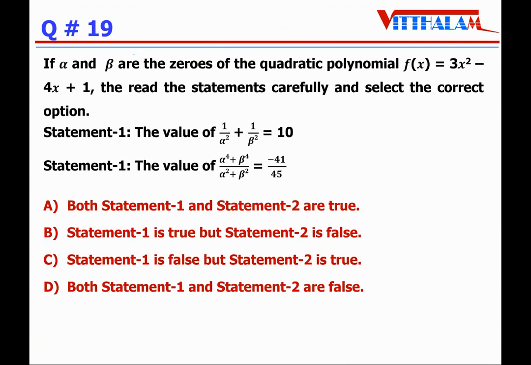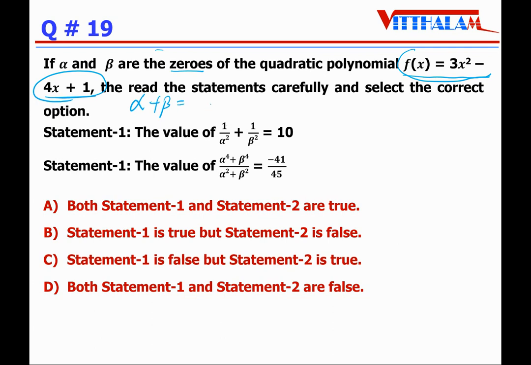If alpha and beta are zeros of quadratic polynomial f(x) = 3x² − 4x + 1, read this statement carefully and select the correct options. Statement 1: The value of 1/α² + 1/β² equals 10. So first, this quadratic polynomial f(x) = 3x² − 4x + 1. Alpha and beta are the zeros.